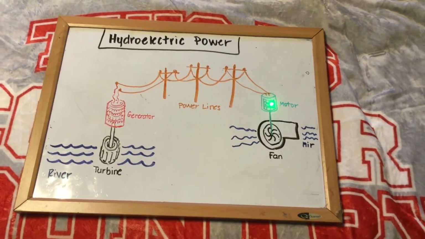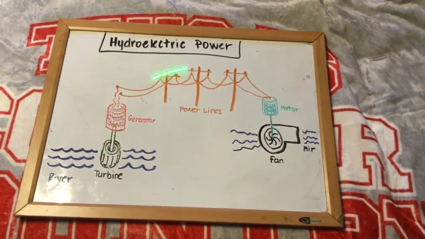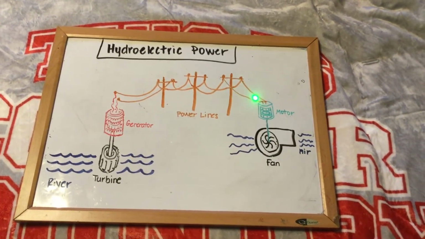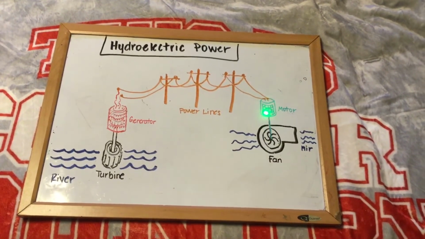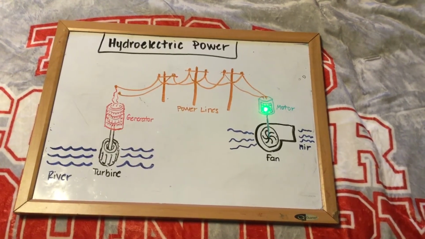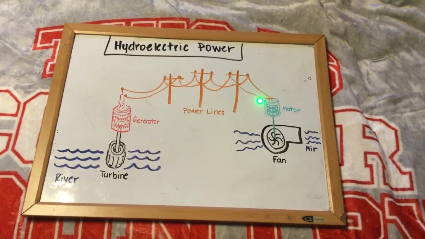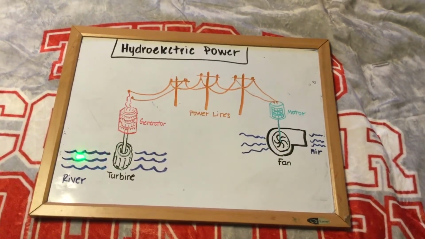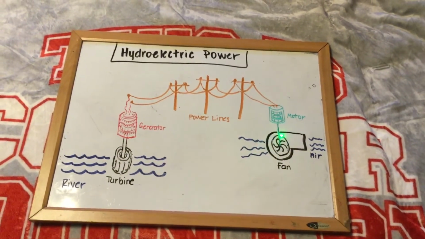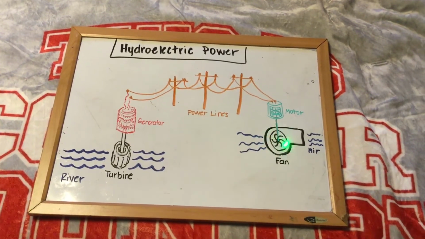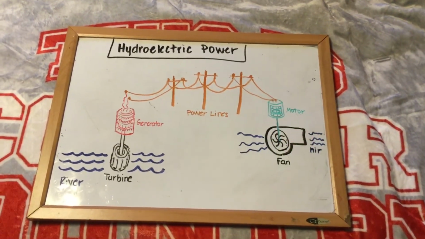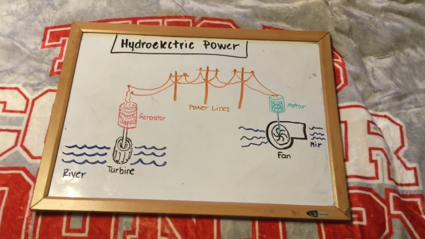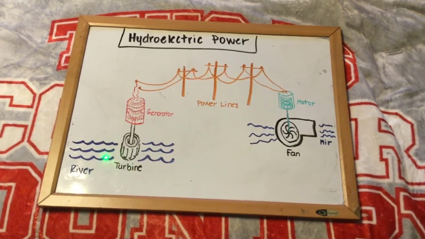Now the motor is kind of the opposite of the generator. This side is going to transform the electrical energy using the magnets and the wires, the copper wires and the magnets. It's going to transfer the electrical energy back into mechanical energy, which we started with over here. And now that mechanical energy is spinning the fan, which makes the air blow. So this is just one way to generate power, through rivers.